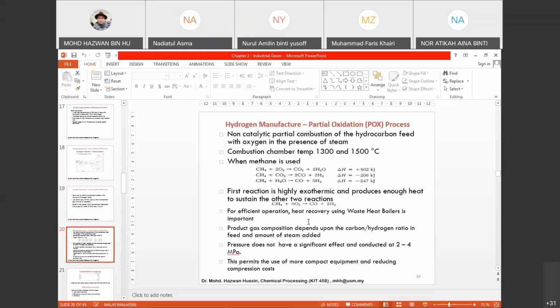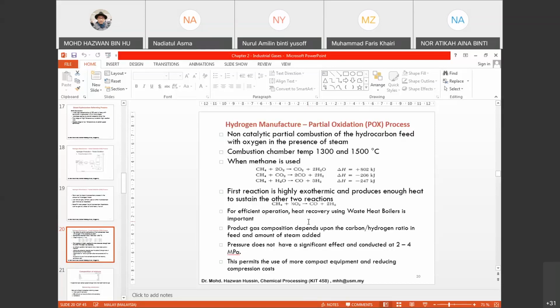The first reaction is highly exothermic and produces enough heat to sustain the other two reactions. For efficient operation, heat recovery using waste heat boilers is important, and the product gas composition depends upon the carbon to hydrogen ratio in the feed and the amount of steam added. Normally the steam added must also be in excess. Pressure doesn't have a significant effect and the process is conducted at around 2 to 4 megapascal. So 2 to 4 megapascal is still considered lower pressure. This permits the use of more compact equipment and reduces compression costs.